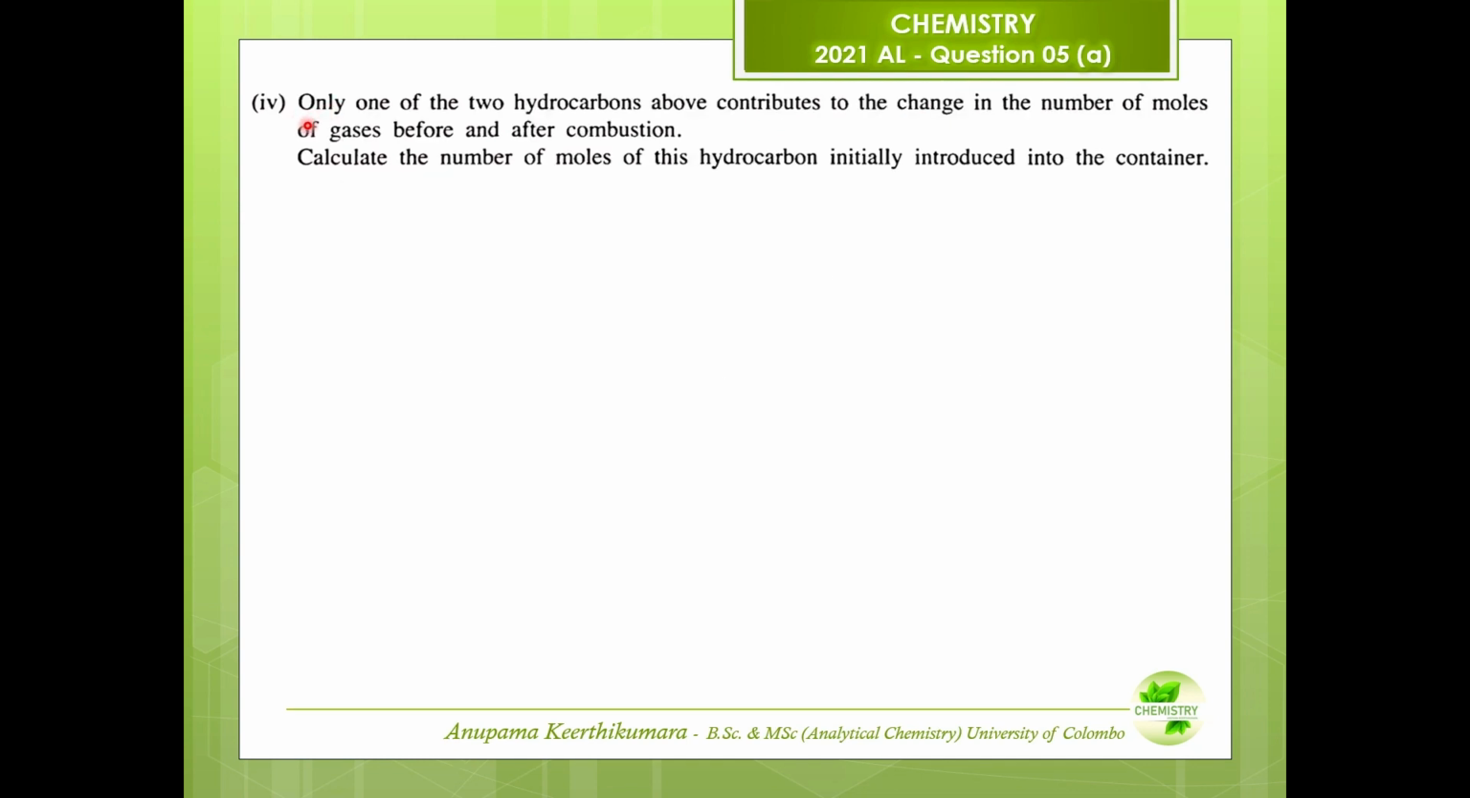Question number 4. Only one of the two hydrocarbons above contributes to the change in the number of moles of gases before and after combustion. Calculate the number of moles of this hydrocarbon initially introduced into the container. We know there are two hydrocarbons, CH4 gas and C2H6 gas, and we need to find out which one contributes to the increase in number of moles after the combustion.